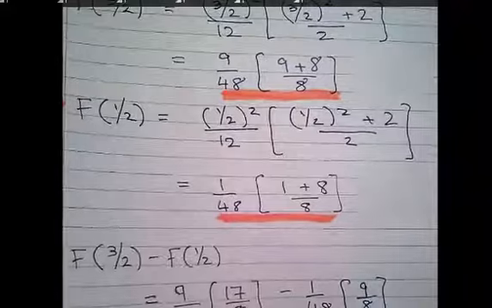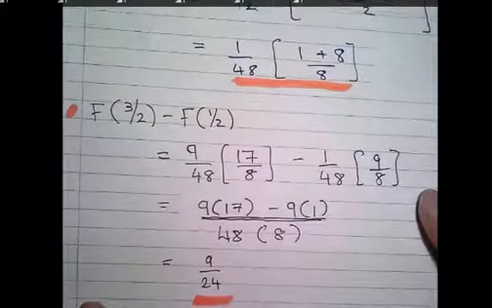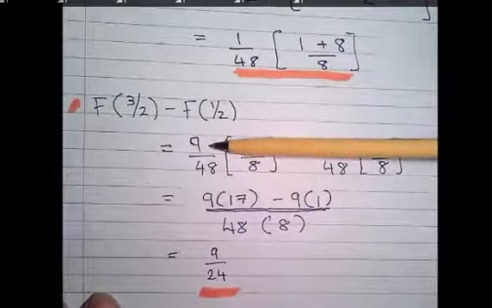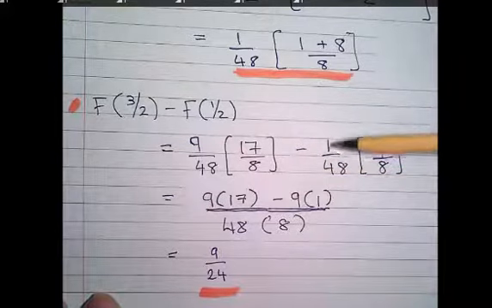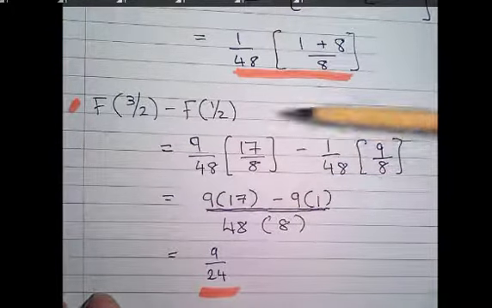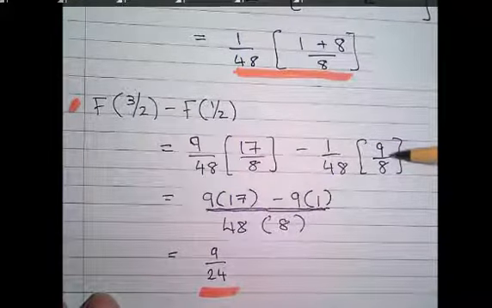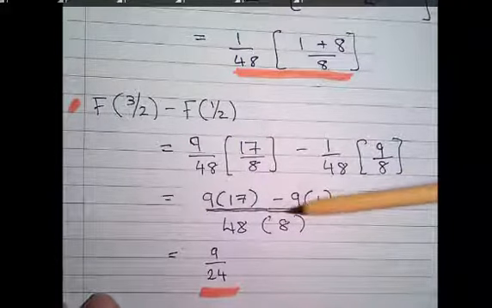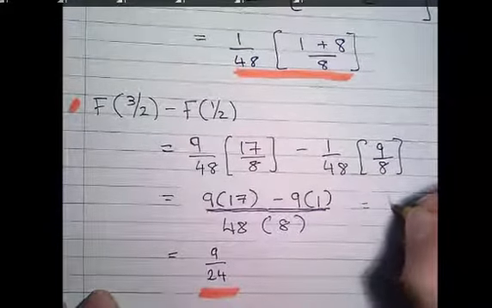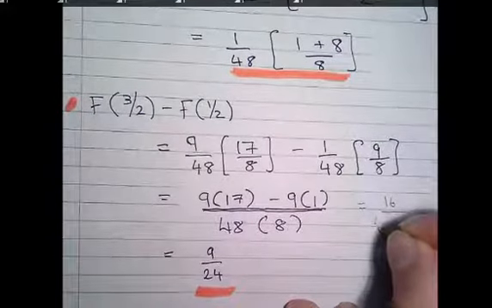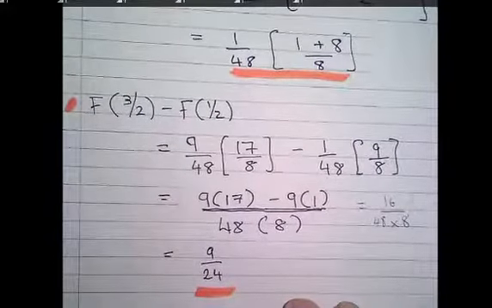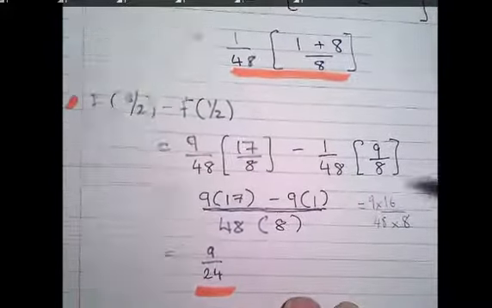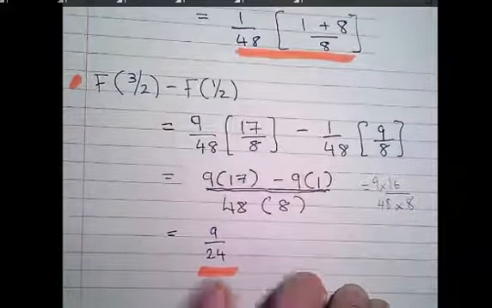So the difference between the two is our interval probability. Okay, so the CDF of f of 3 over 2 is 9 over 48 times 17 over 8. And for 1 over 2, the CDF is 1 over 48 times 9 over 8. Working that out, essentially what I get is 16 over 48 times 8, 9 times 16 over 48 times 8. Simplify that down, I get 9 over 24.